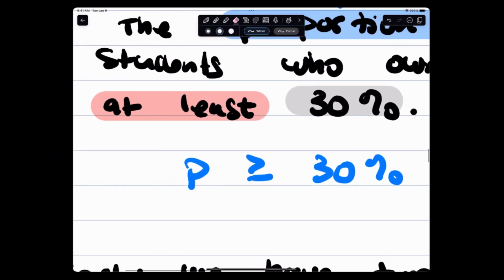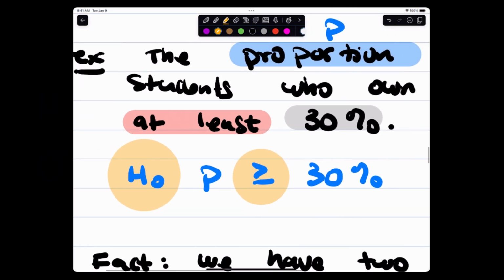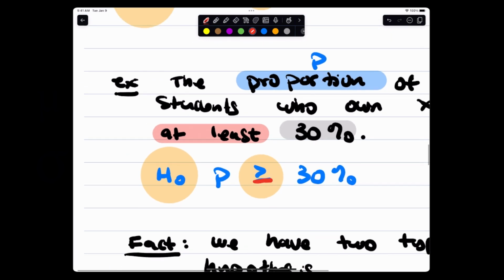There is one more. So let's ask, is there a condition of equality here? What do you guys think? There is. So this is going to be greater than or equal. So we're going to call that one H naught. It's H naught because it has a condition of equality. This is the greater than or equal.